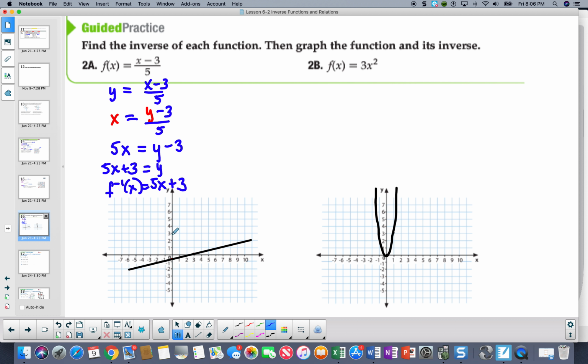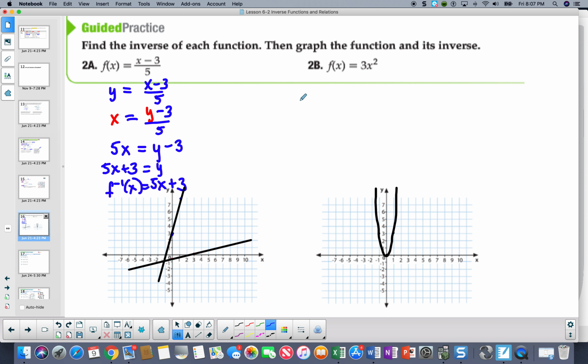So we're going to go 1, 2, 3, and then I'm going to go up 5 units, 1, 2, 3, 4, 5, and then over 1. And then I'm going to go ahead and draw my line. And you can see there's that wonderful reflection idea here.